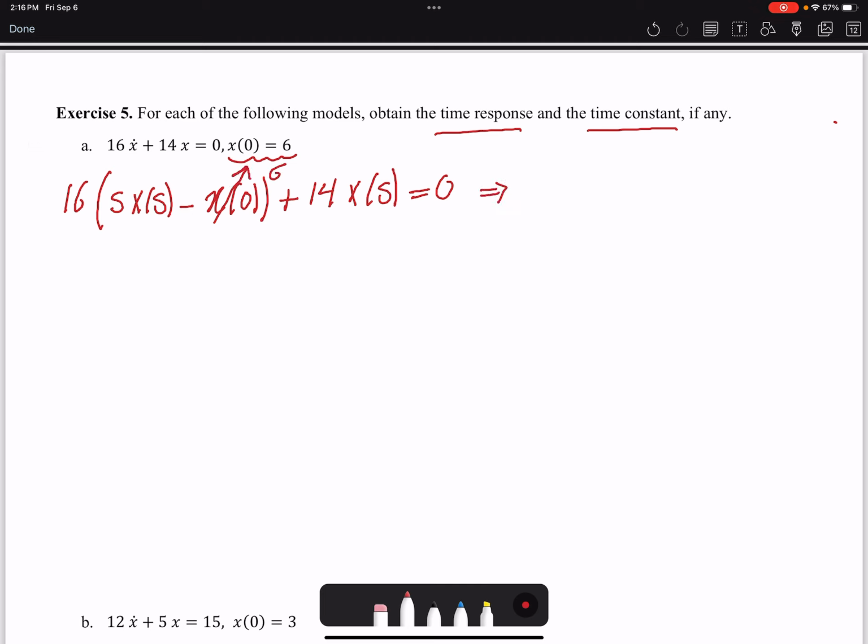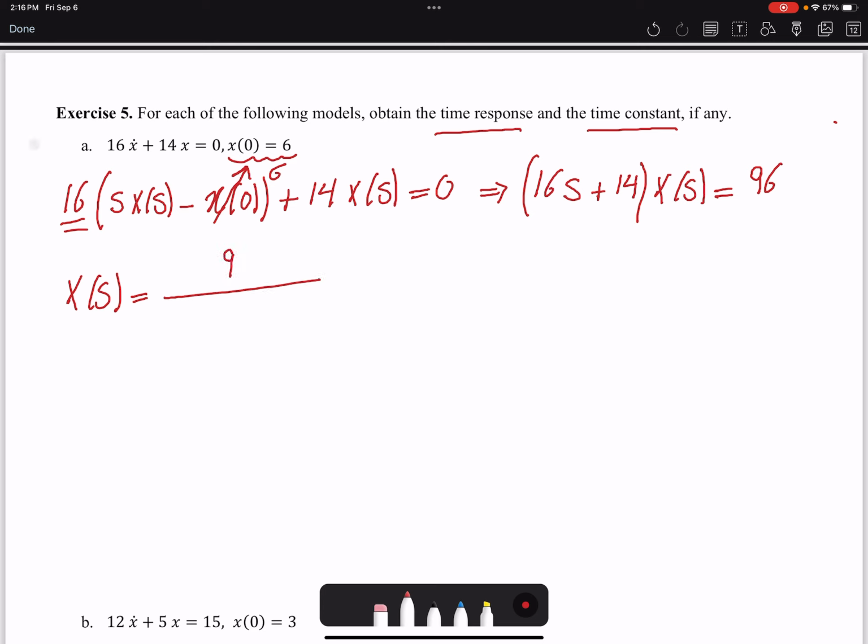So let me rearrange it. (16s + 14) X(s). I have 16 times 6 would be 96. It is a negative 96, I take it to the other side and it becomes positive 96. So X(s), which is the response in the Laplace domain, would be simply 96 over (16s + 14). If I want to take a Laplace inverse, I need to rearrange it so it would be easier for me.